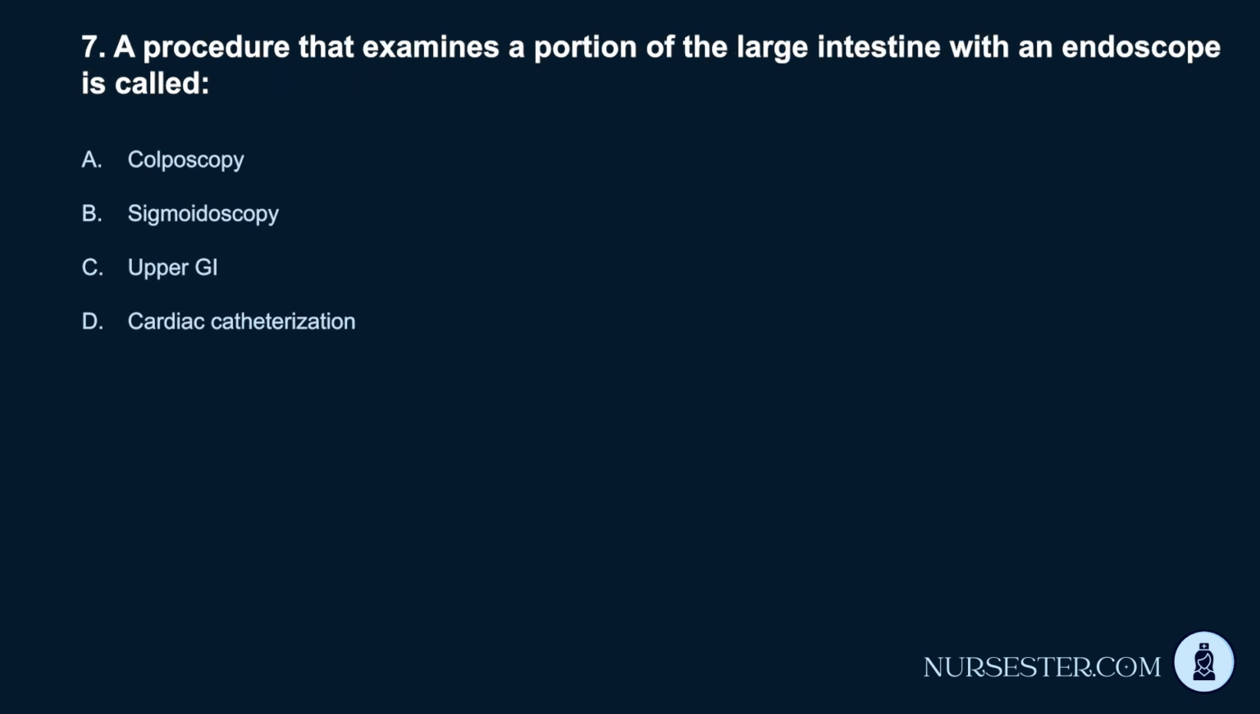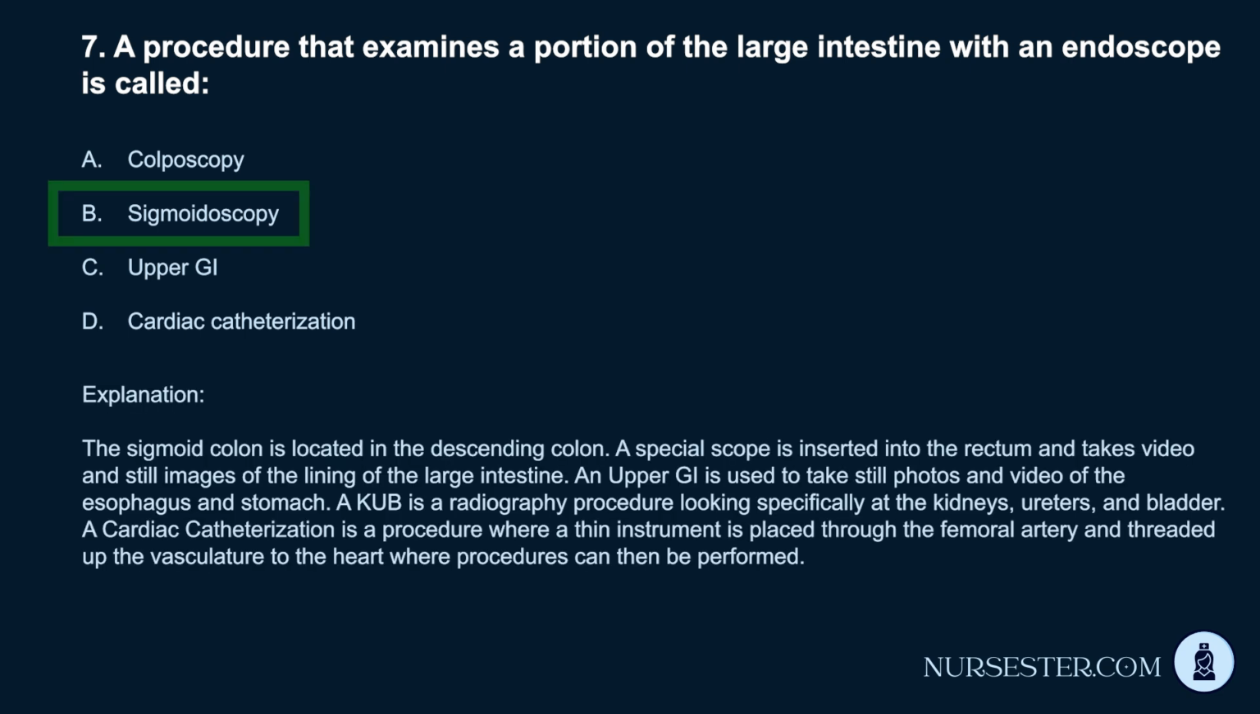7. A procedure that examines a portion of the large intestine with an endoscope is called A. Colposcopy. B. Sigmoidoscopy. C. Upper GI. D. Cardiac catheterization. Correct answer, B. Sigmoidoscopy. The sigmoid colon is located in the descending colon.